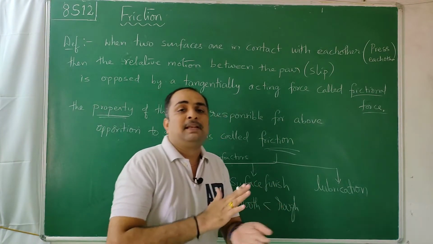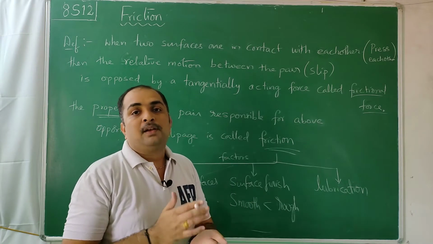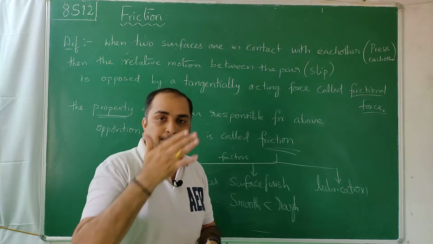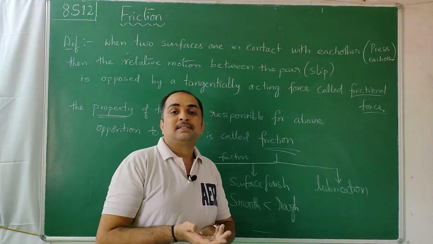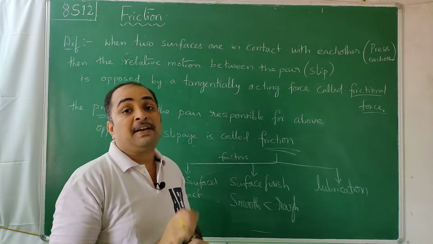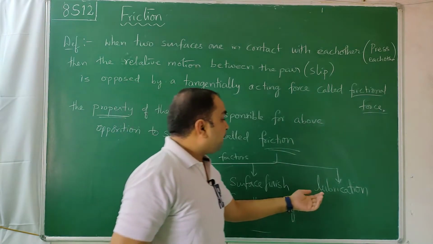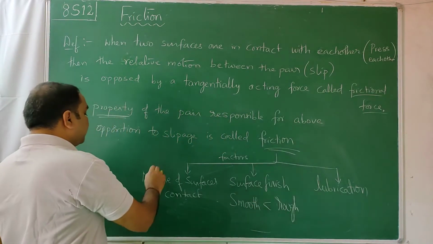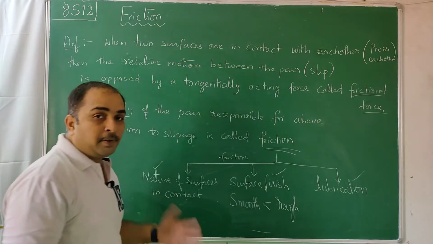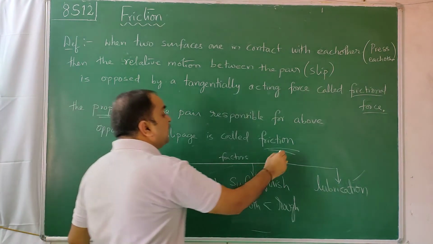Lubrication is basically a slippery thing. If you have liquid, it will slip. Why do they do it? They have sweat, and that sweat makes it slippery. That's why they first remove that wetness. That's lubrication. So nature of surfaces, surface finish, lubrication: these factors of a pair altogether will decide friction.